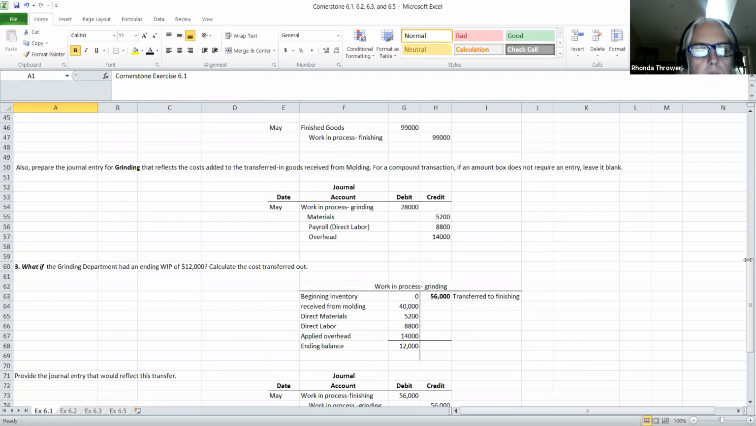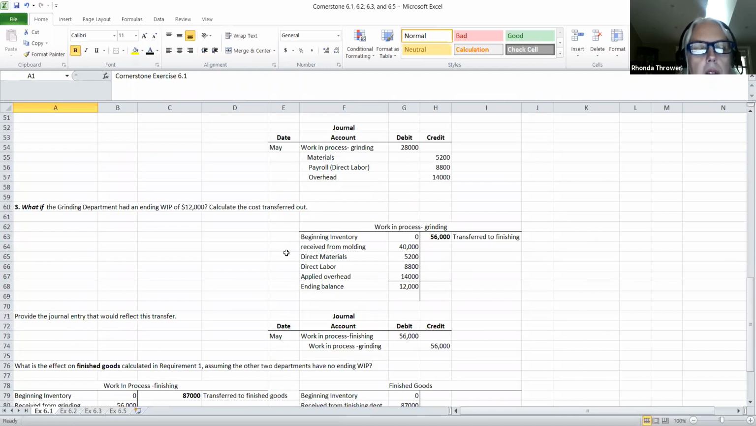Now on this third part, there is a what if analysis. What if the grinding department had an ending work in process of 12,000? Calculate the cost that would have been transferred out. Again, they picked on the grinding department. So we're going to look at the grinding department and we're going to enter all the information that we had earlier.